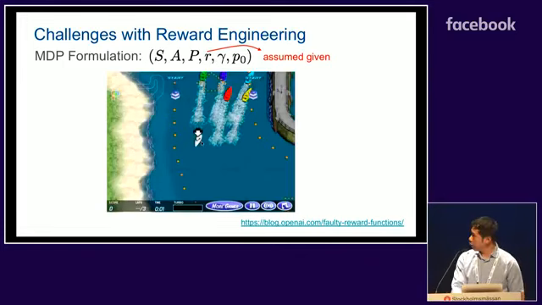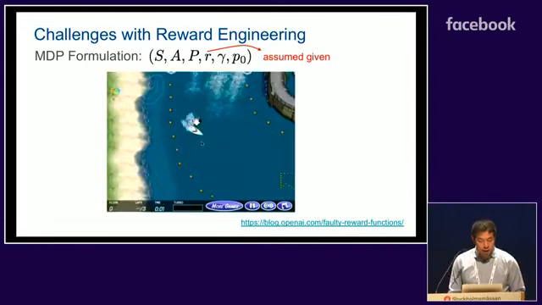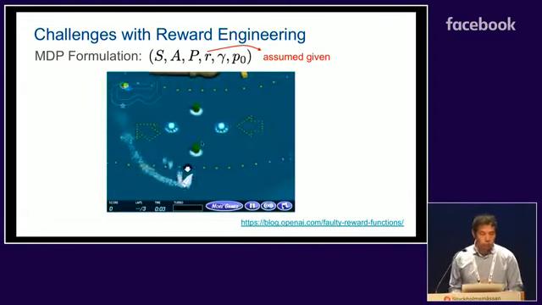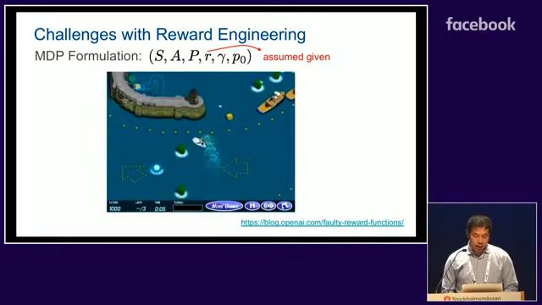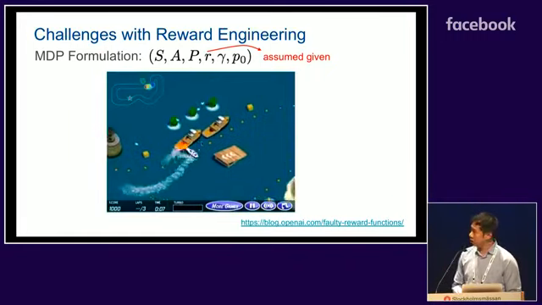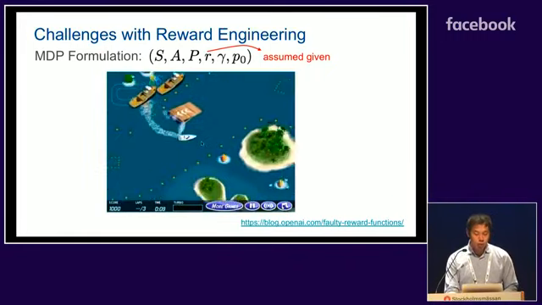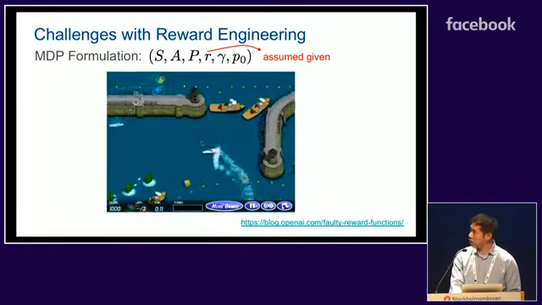I show here a recent example from OpenAI. So this video shows a boat racing task. And to encourage the agent to finish the right track, the agent is rewarded for reaching the green targets along the course.